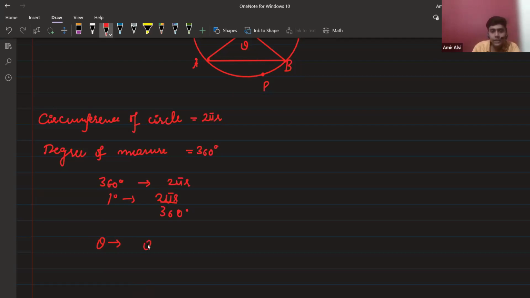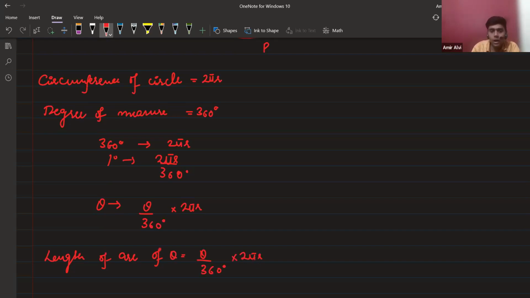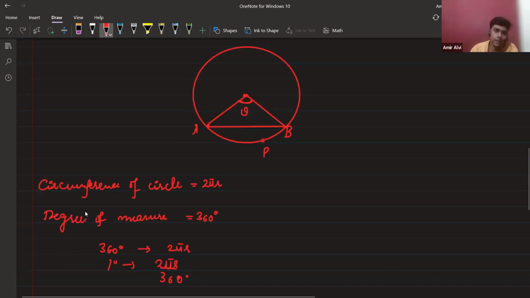So it would be theta by 360 into 2 pi r. So the length of arc of theta angle is theta by 360 degree into 2 pi r. Clear, everybody? Any doubt? So these are the 2 important formulas that you need to calculate.